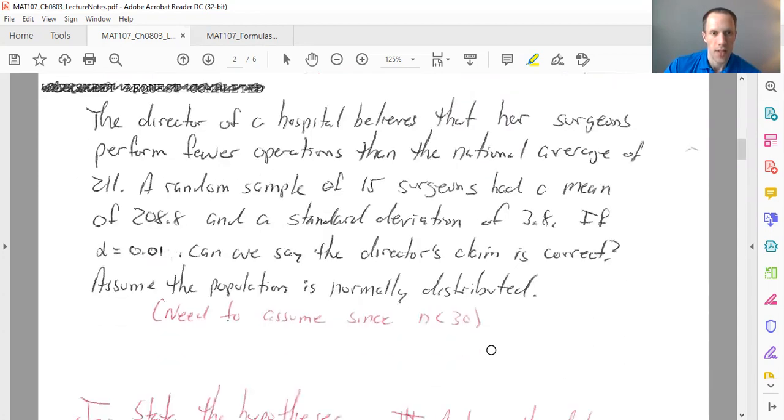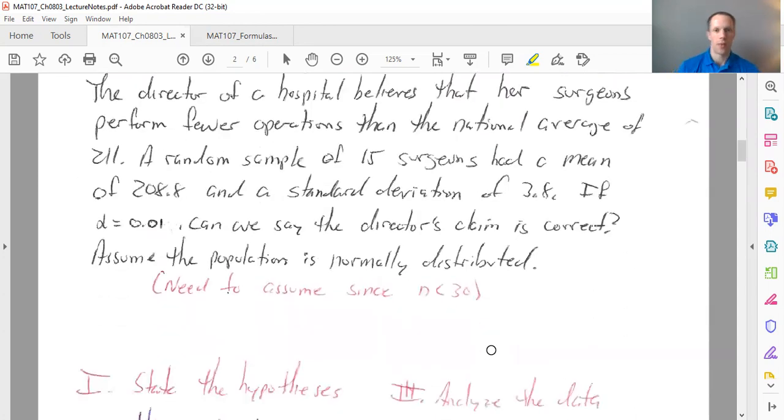Okay, let's look at another example. The director of a hospital believes that her surgeons perform fewer operations than the national average of 211. A random sample of 15 surgeons had a mean of 208.8 and a standard deviation of 3.8. If the alpha value, the level of significance, is 0.01, can we say the director's claim is correct? And we're going to assume that the population is normally distributed, which is kind of necessary for us since the sample size is less than 30.